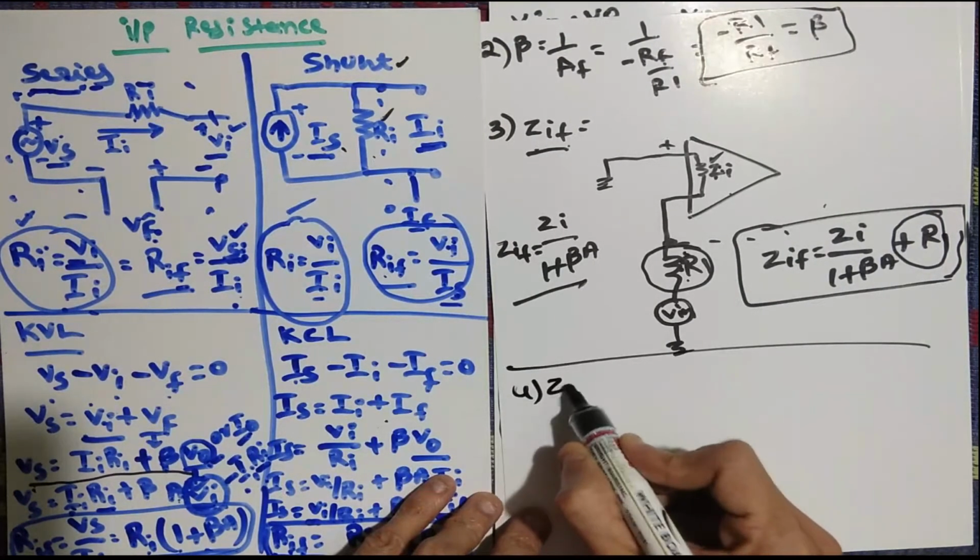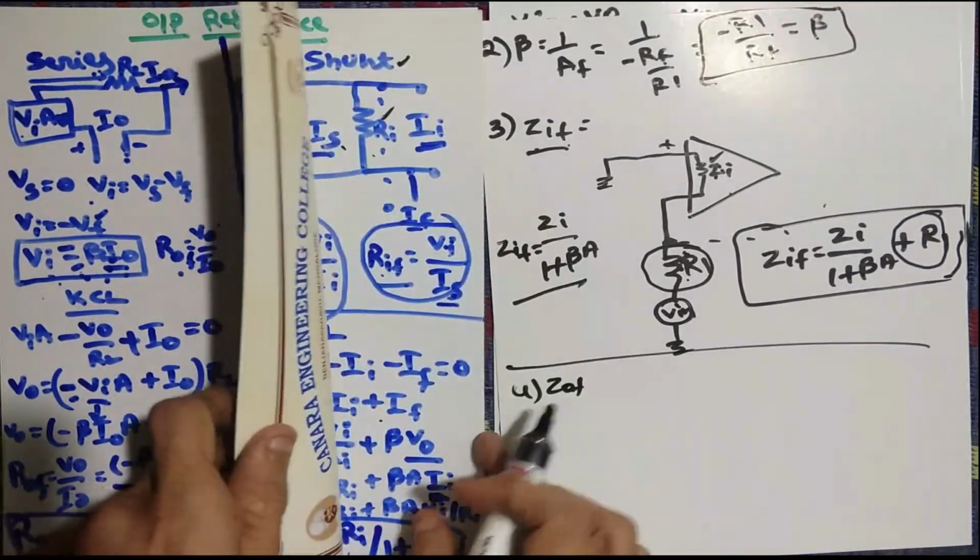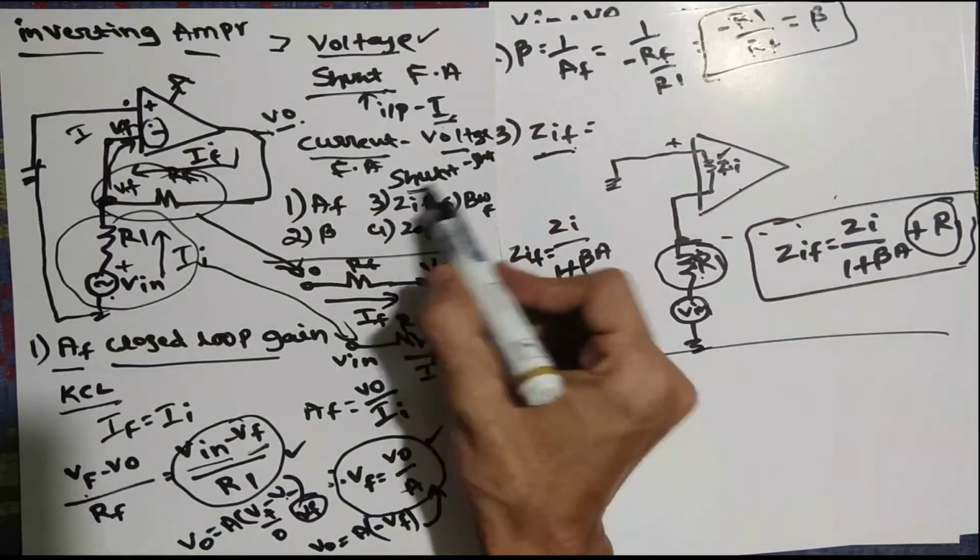Next, we can move on to ZOF. When you talk about the output resistance, our type of portion here is shunt and shunt.